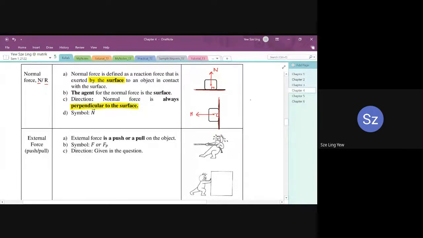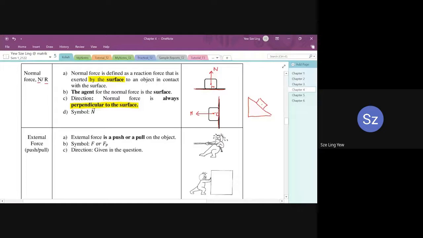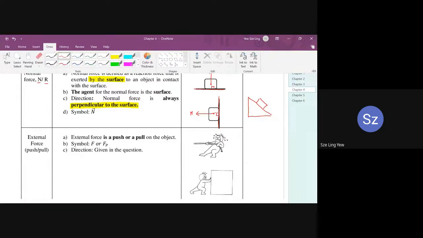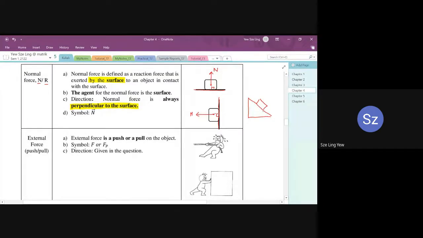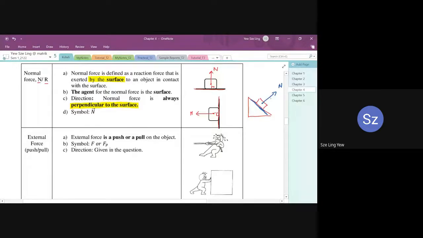For example, if you have a sloped surface and you put an object here, this is your surface. A normal force is perpendicular to the surface, so this is the normal force. It is not horizontal and not vertical, but it is located in between the X and Y axes. So you might need to resolve it in your calculations.